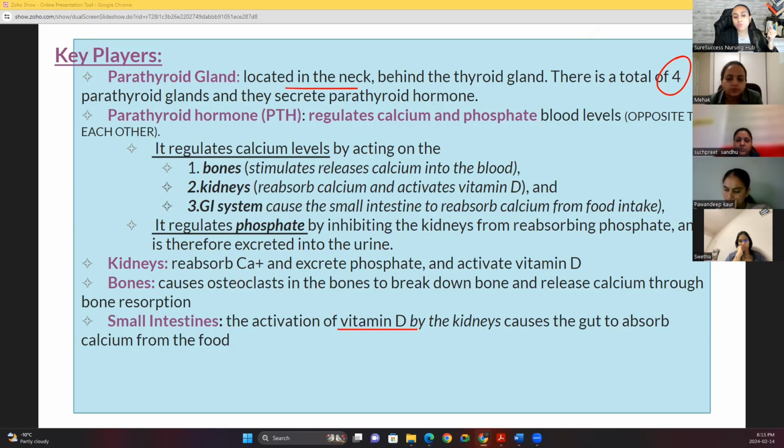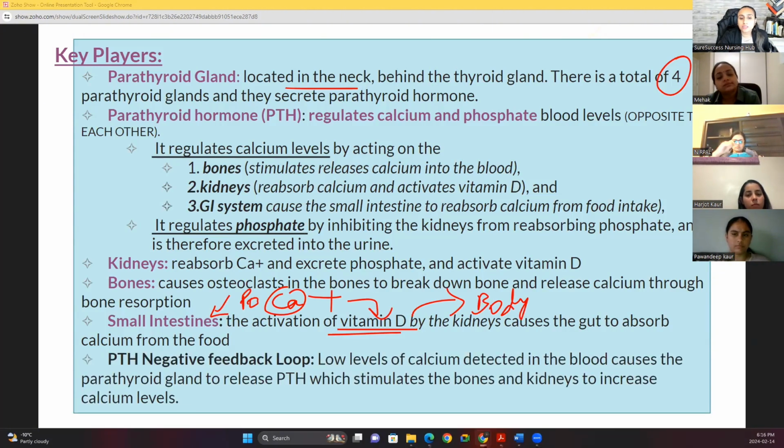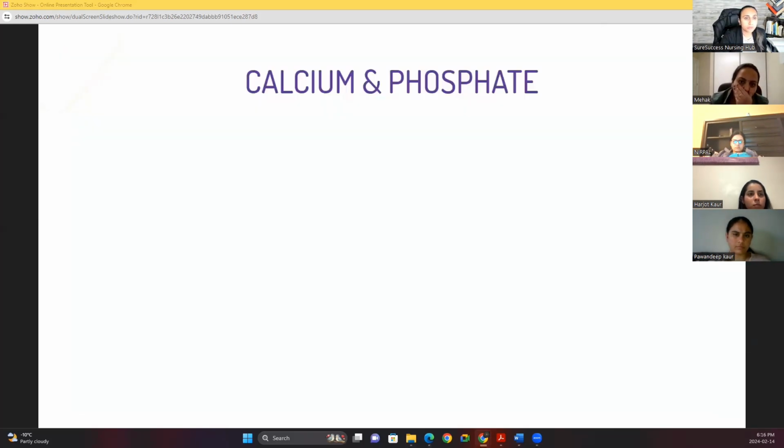Always remember, whenever you are taking calcium orally, PO calcium, from your meals or your pills or anything, calcium always has to attach with vitamin D, and only then can it go to your body. So if you don't have vitamin D, your calcium is not being absorbed. So that is why vitamin D is very important. And this is how low calcium level and high calcium level give the signal, as I told you. And now the signs and symptoms, calcium and phosphate.